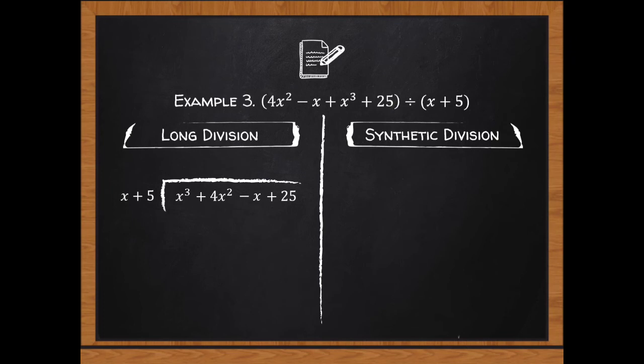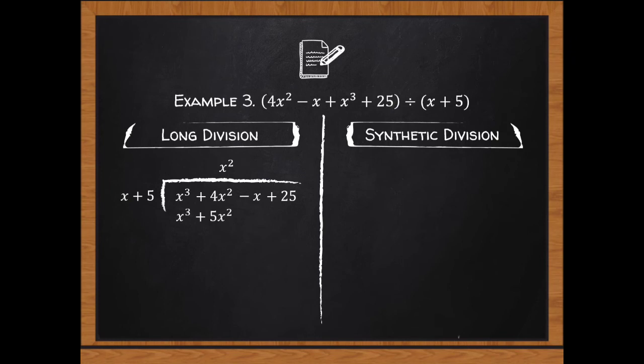Next step is divide. Divide x cubed to x. So, x cubed divided by x is x squared. So, i-align lang natin dito sa x squared. And now, after dividing, multiply tayo. X squared times x is x cubed. X squared times 5 is positive 5x squared.